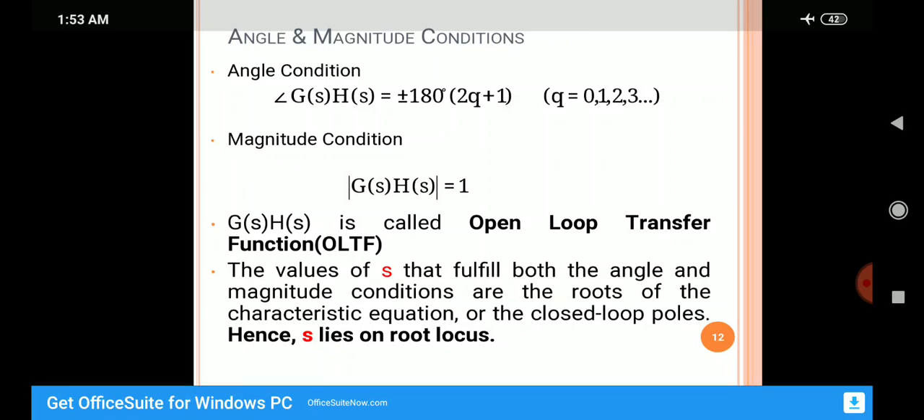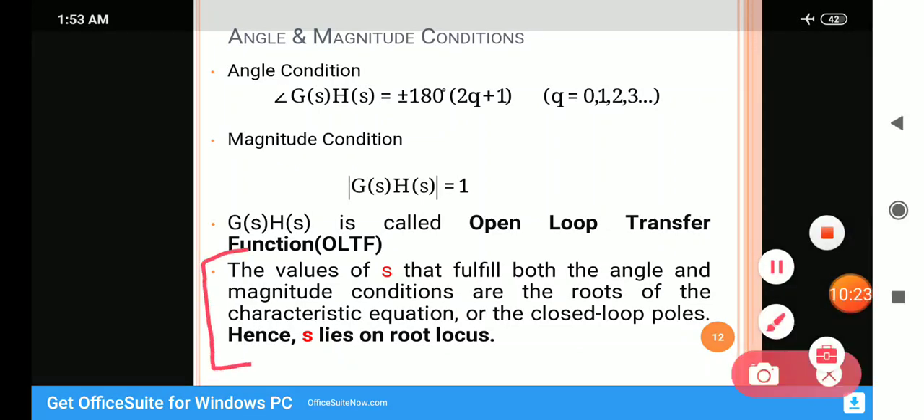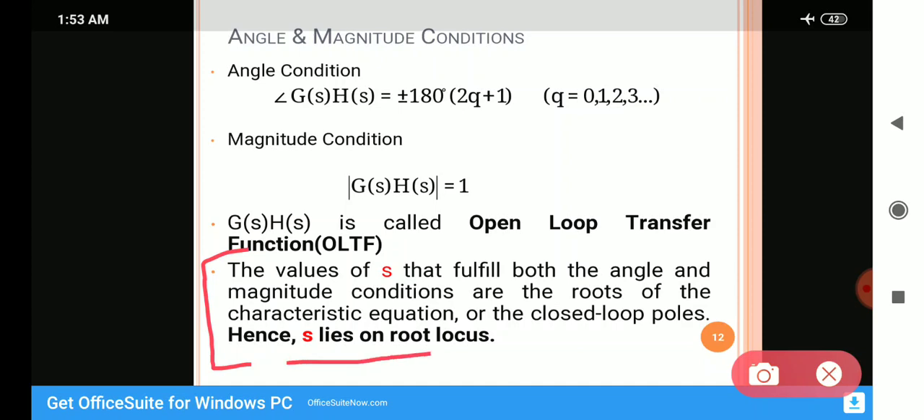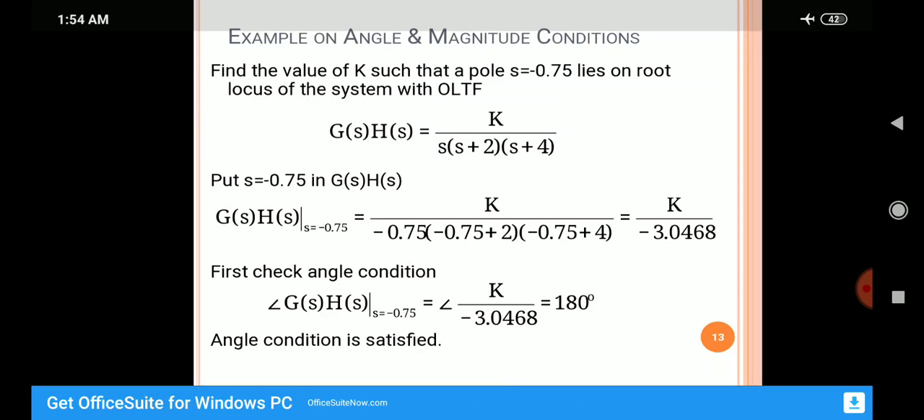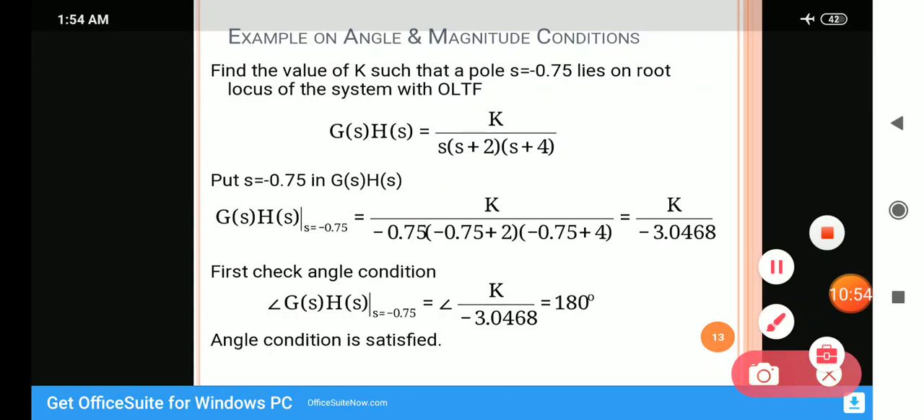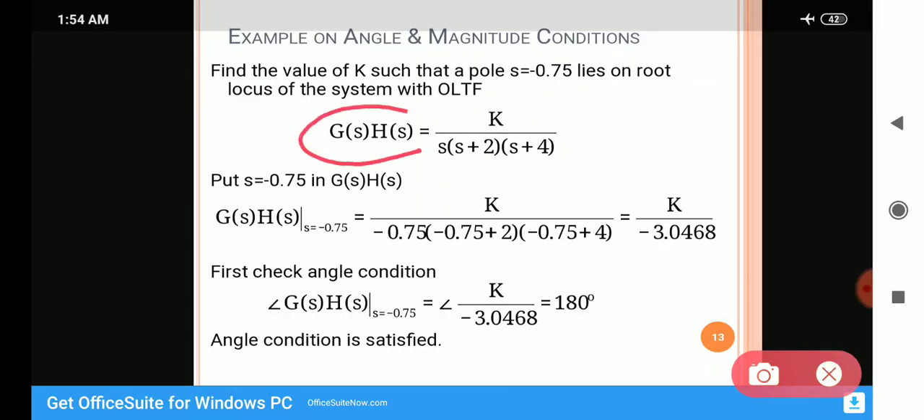Here the angle and magnitude conditions are restated. If you read this statement, the values of S that fulfill both angle and magnitude conditions are the roots of the characteristic equation, or the closed loop poles, and S lies on the root locus. Any point S lying on the root locus will satisfy the angle and magnitude condition. Now we will see a simple example here. There is another concept: G of S into H of S is called the open loop transfer function, OLTF in short.